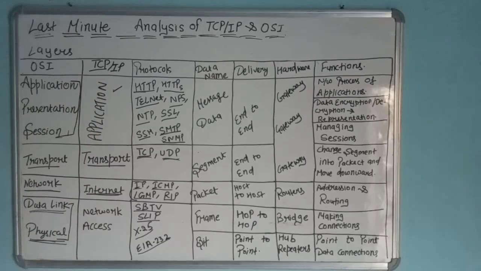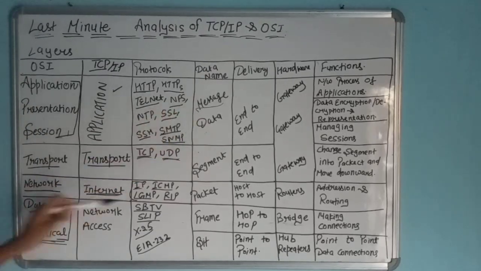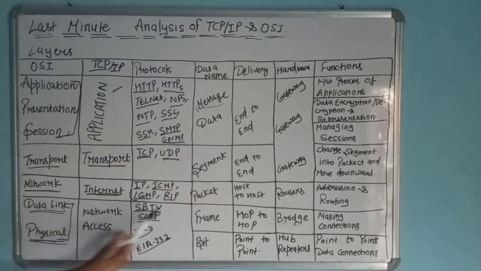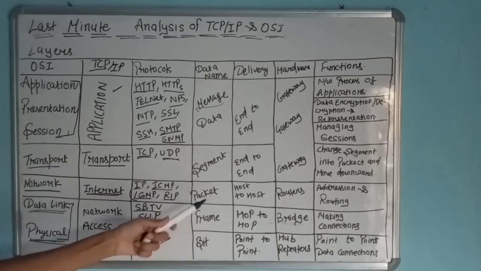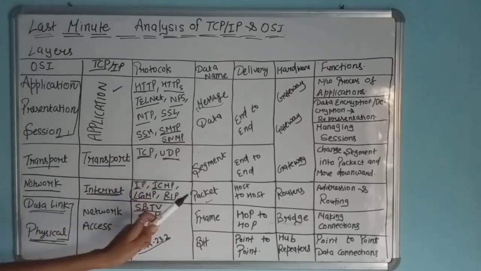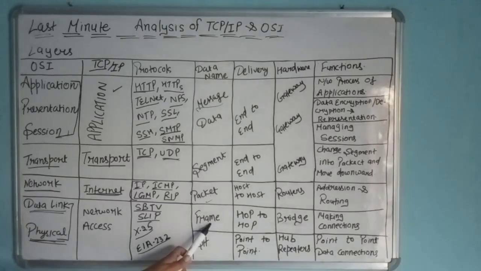Now this is a very important question: what is the name of data in all the layers? The name of data in the application, presentation and session layers is messages or data. In the transport layer it is called a segment. In the network layer the data is called packets. In the data link layer, data is called frames. In the physical layer we call the data bits.